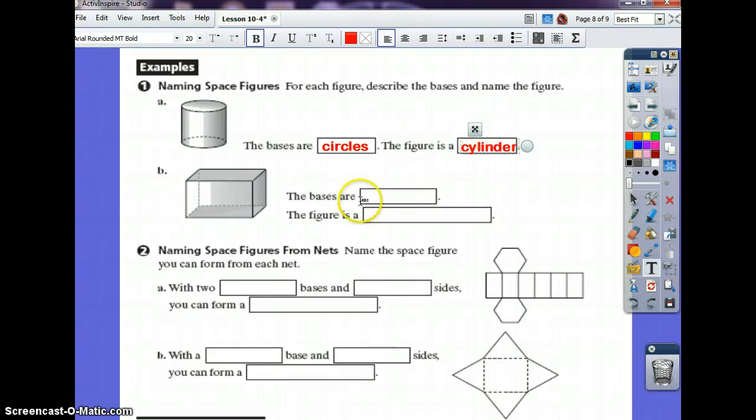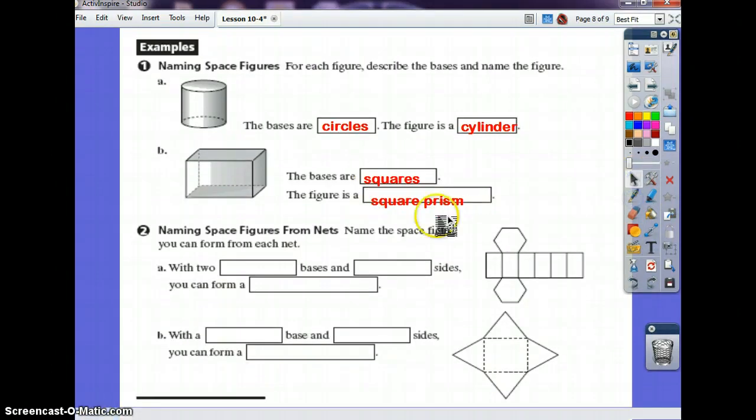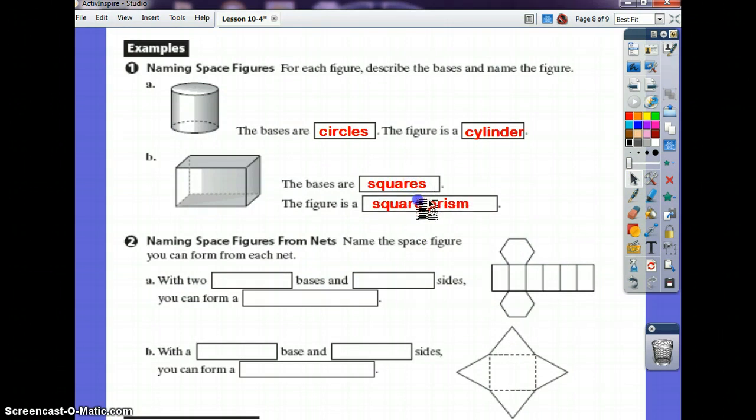A cylinder. For example B, we have two congruent bases that are squares. And since there are two bases and not just one, that is a square prism. Let me position that better in the box. So two bases that are squares, and a perfect example of that common misconception we talked about on a previous slide. It doesn't have to be the top and the bottom that are the bases. In this case, it is the left side and the right side that are the bases.